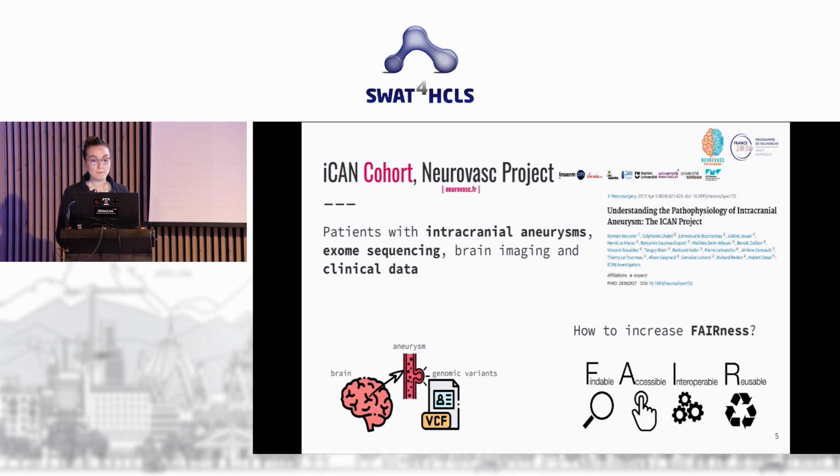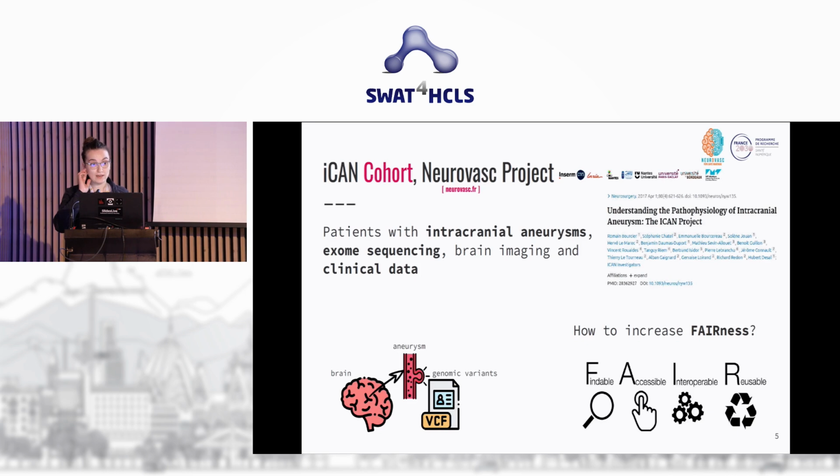We at Institut du Thorax have this cohort, called the ICON cohort, which motivated us to build the semantic beacons. Inside of this cohort, we have patients with intracranial aneurysms. These are deformities of brain arteries. The artery gets deformed and it is at risk of rupture, causing strokes.